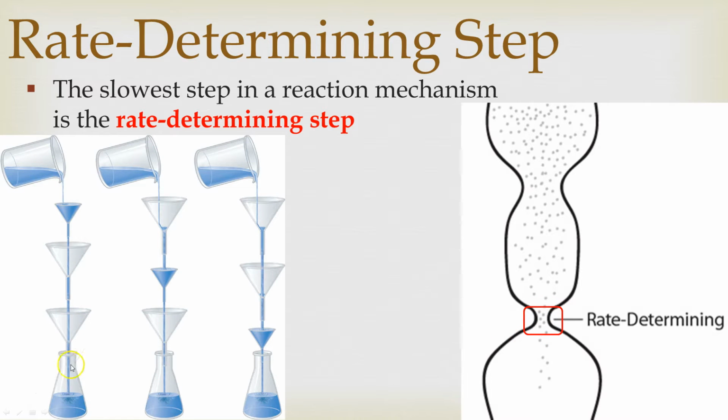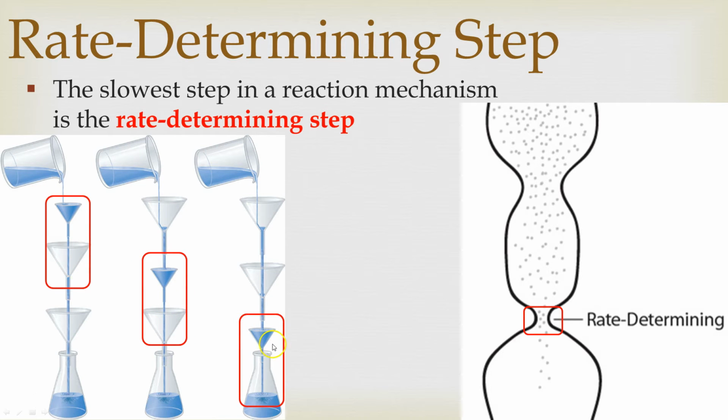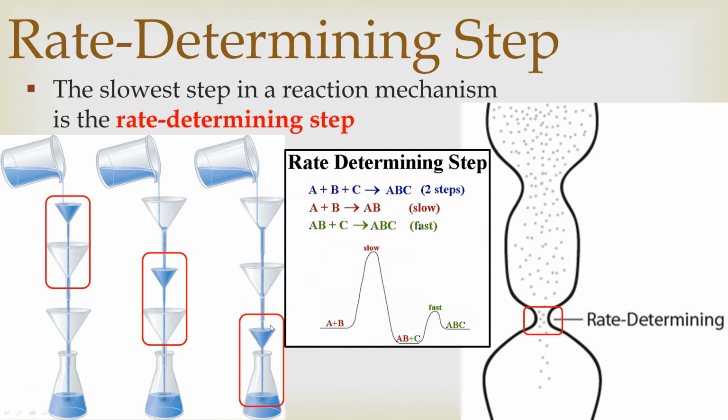Here we have another one. Imagine we're trying to fill up this bottom Erlenmeyer flask right there from my beaker up there, and I cannot overfill any funnel. Well, I'm going to be limited in how much I can pour in there by the size of the smallest funnel. It doesn't matter if it's the first, second, or third step. I am limited by that one. We would call that my rate determining step.